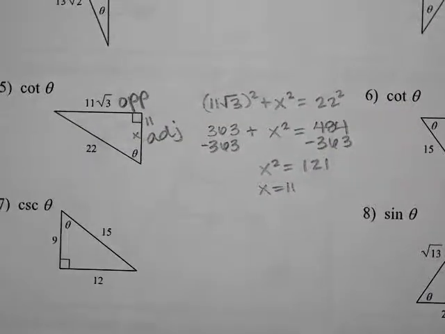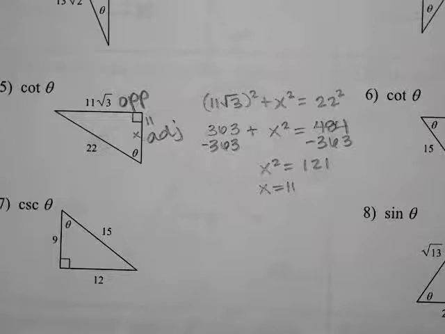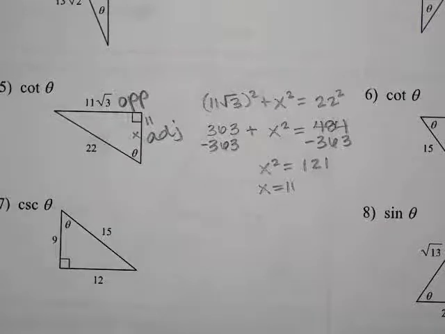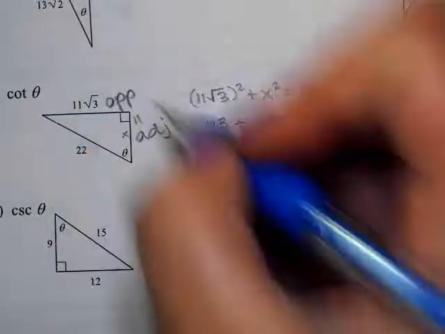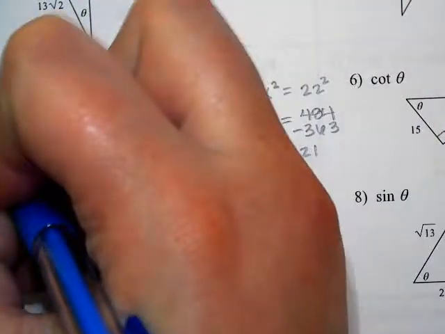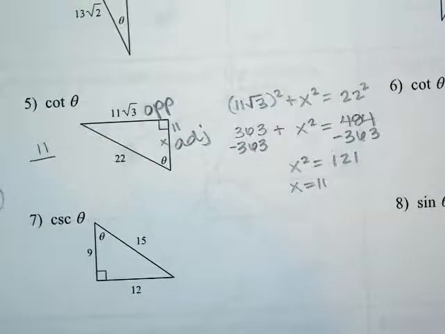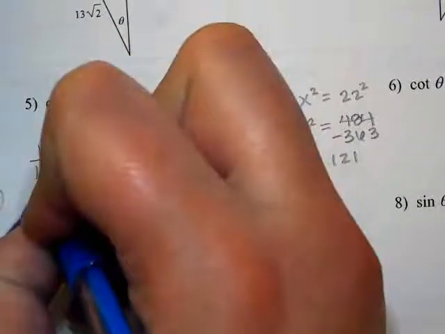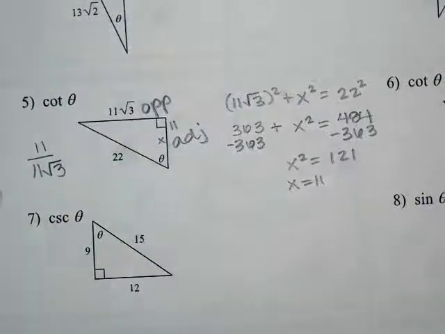it's the flipped version of tangent, so tangent is TOA. We want to do the opposite of TOA. Adjacent over opposite. So cotangent is going to be 11 adjacent over opposite. Okay. So can we leave an answer like this? 11 over 11 root 3.